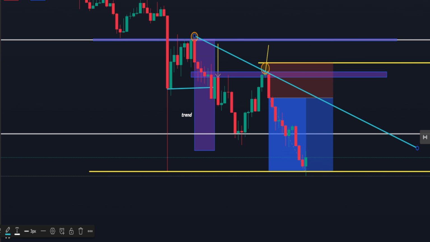To recap, identify the dominant move, wait for the pullback into the dynamic resistance, find your area of confluence for the sniper entry, and target the recent lows.